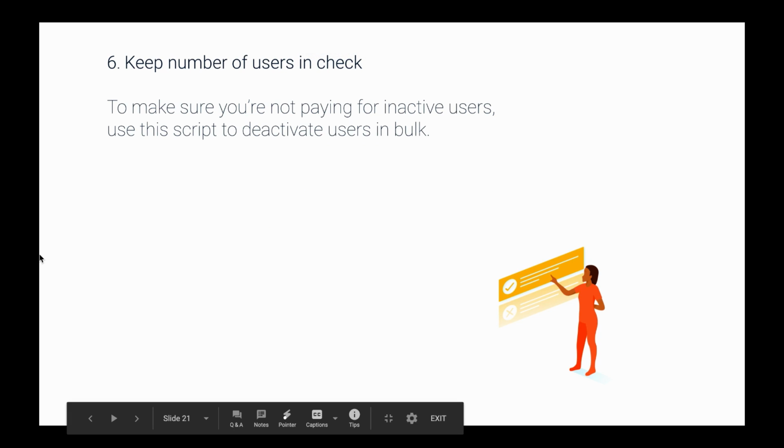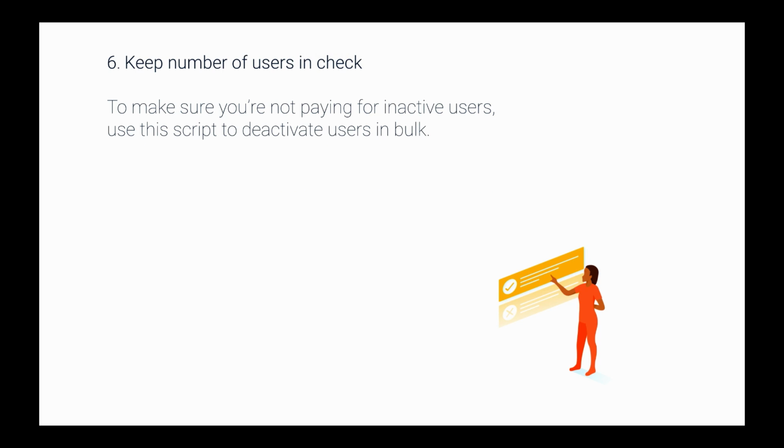The last thing I want to show you is something I mentioned at the very beginning, how to deactivate multiple users at once. Now you don't want these inactive users counting towards your license tier because then you're paying for people who aren't using Confluence, and that's just totally not necessary. So let's have a look at the script.